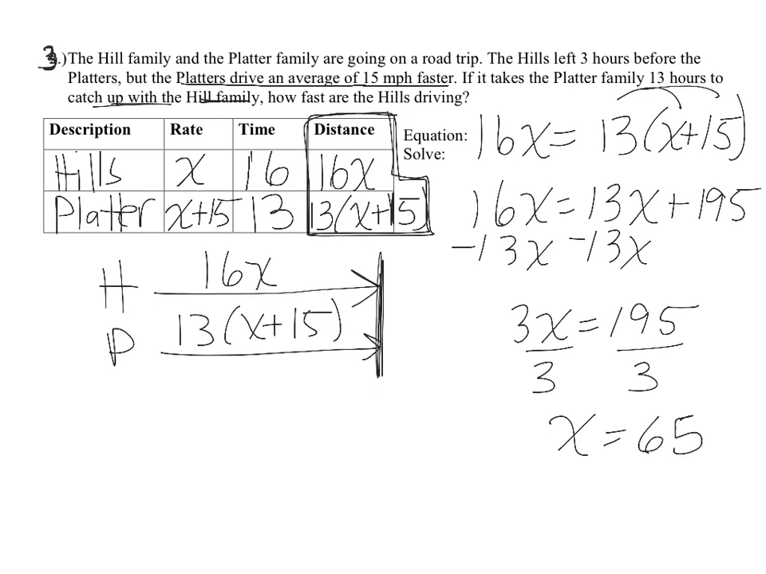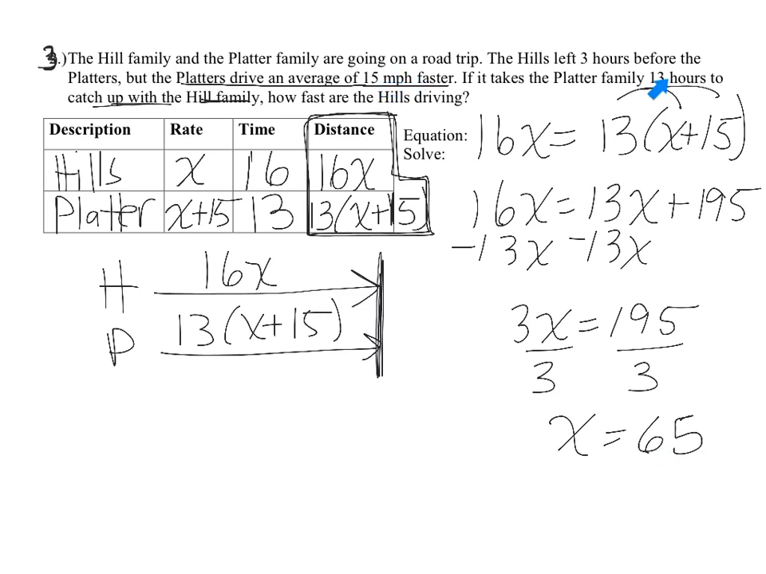So now in this case, what does that 65 represent? Well, that's why we have this cool chart. Here's your x. The x represents the Hills' rate. So the Hills traveled at 65 miles per hour. I know it's miles per hour because the rate here is miles per hour.